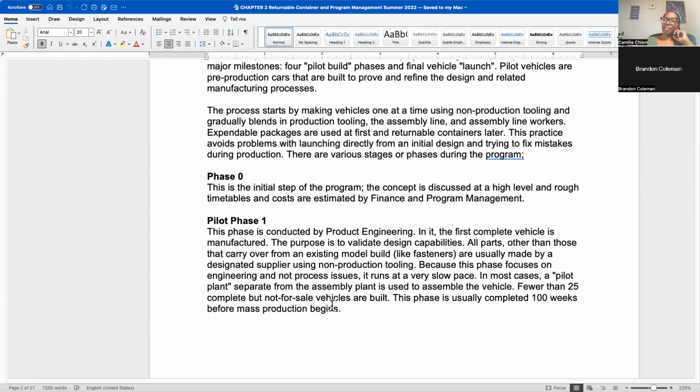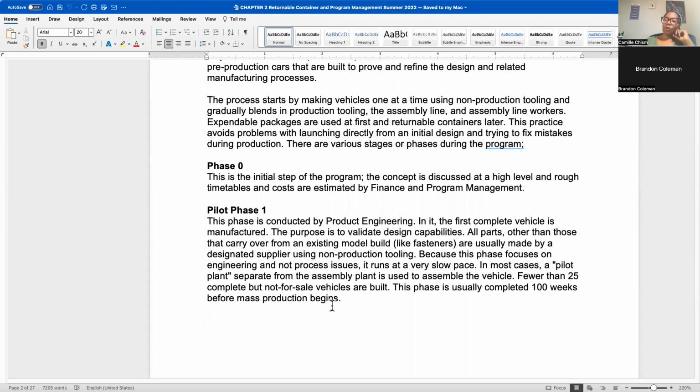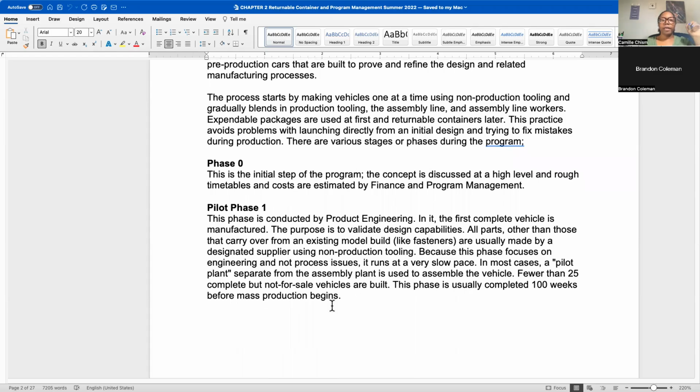The next phase is pilot phase 1. So I mentioned the pilot. These pilot phases or builds are used as test cases. You want to see, how are things running? Will they work? What does it look like? How is the assembly plant going to handle it? And they will also look to see, is this something that's even buildable?